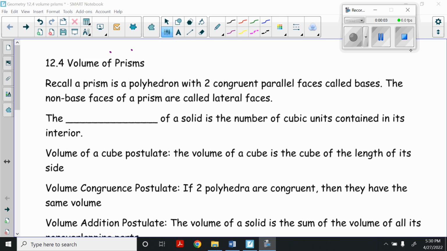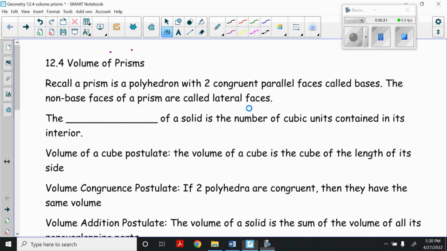Right, today in geometry, we are looking at section 12.4, volume of prisms. So first, let's recall what a prism is. A prism is a polyhedron with two congruent parallel faces, which are called bases. The non-base faces of a prism are called lateral faces.